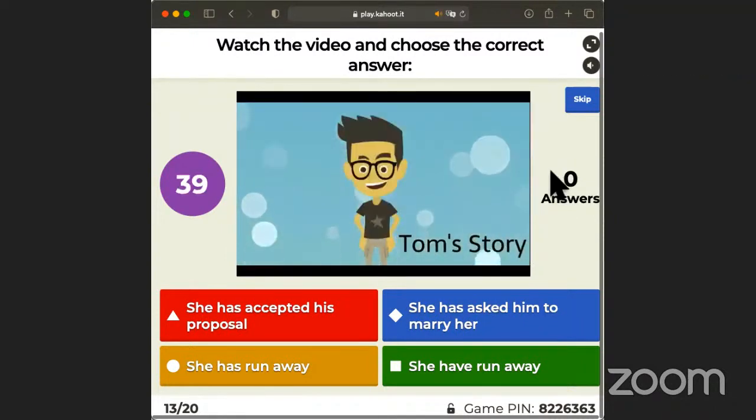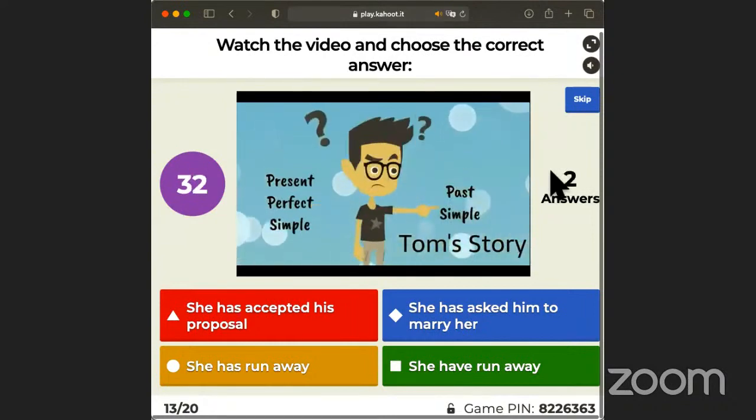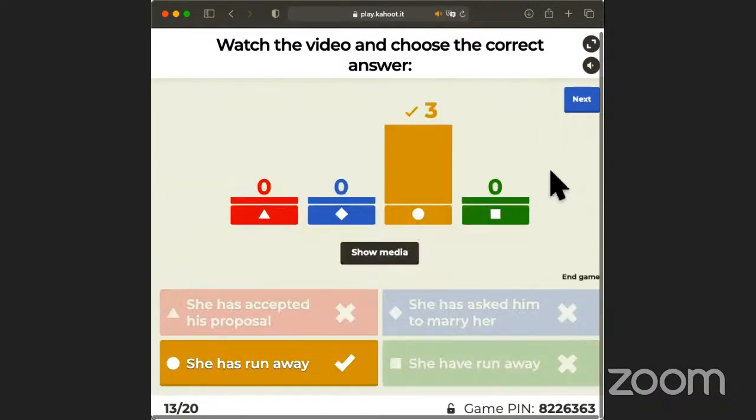A common problem students have is understanding the present perfect simple and the past simple. Which one should All right.